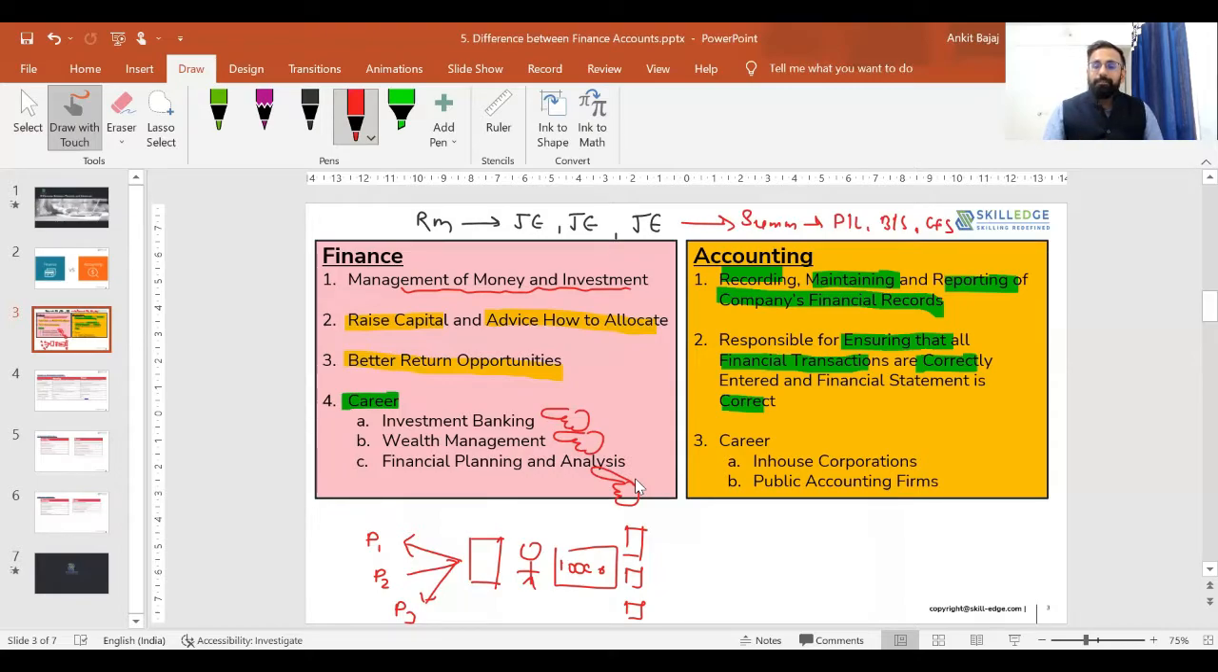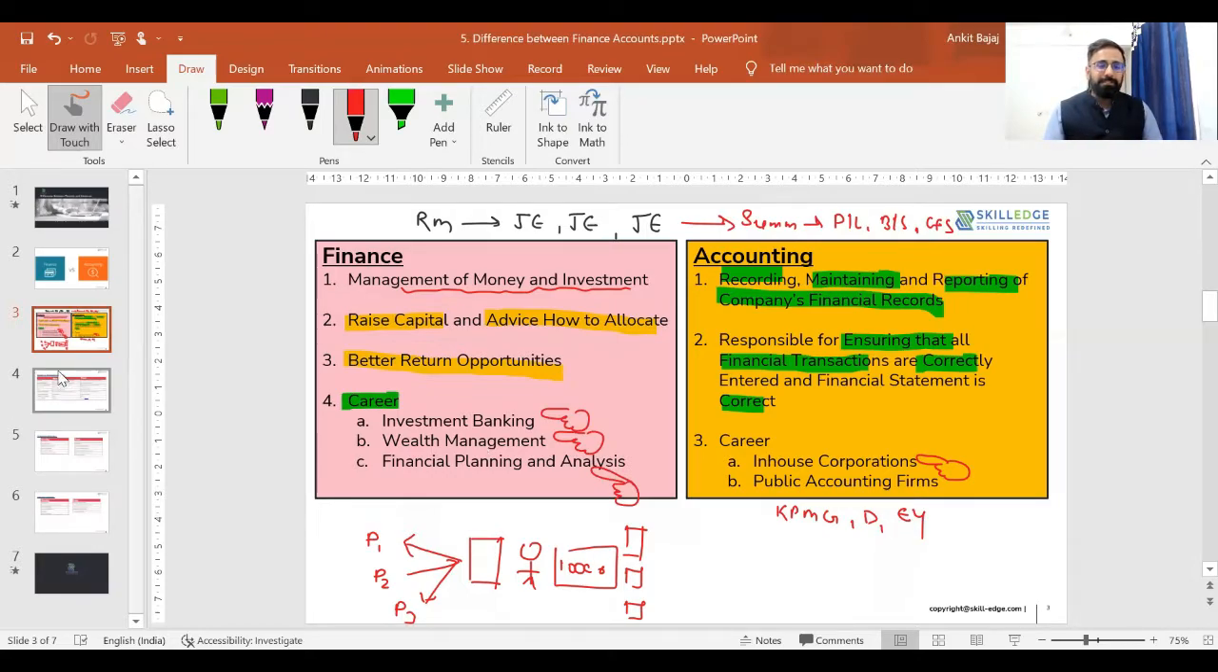But if you are going for an accounting profile, you will definitely be joining some manufacturing company where you will be recording the transactions of that company. Or there are many big firms like KPMG, Deloitte, EY. They recruit many professionals who can help them in the preparation of books of accounts, because their core function is financial accounting, right? So this is the basic difference between accounting and finance.